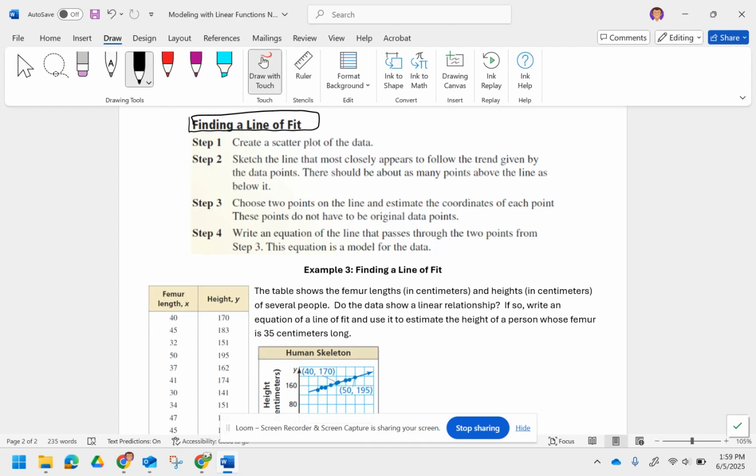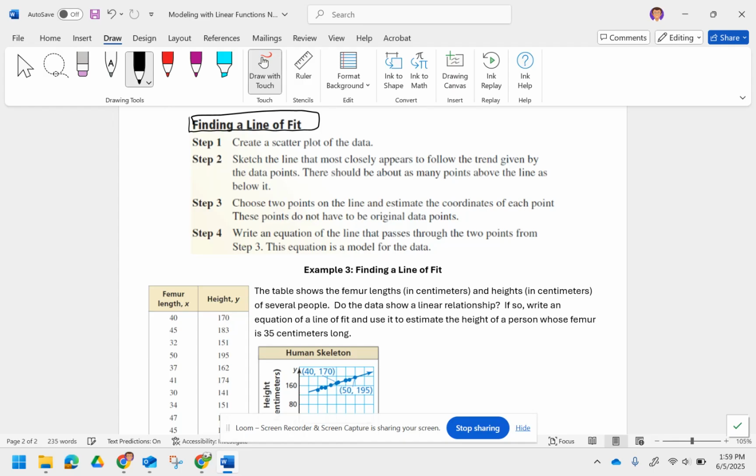Then we're going to choose 2 points on the line to estimate points for our line, to be able to calculate slope and y-intercept. And then we're going to write the equation of the line that passes through those 2 points. Okay?